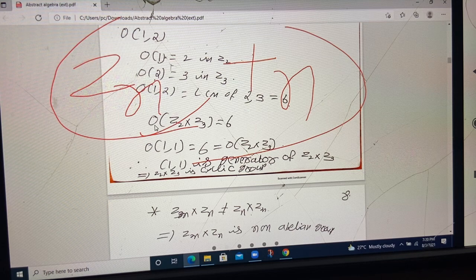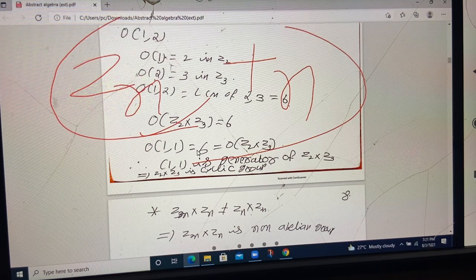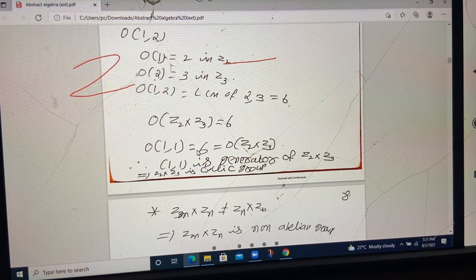Why? Because the LCM of 2 and 3 is 6. The order of (1,2) is also 6. The order of (1,1) is also 6, which is equal to the order of the group. So (1,2) is also a generator, and (1,1) is also a generator. You know that a generator is not unique. There can be more than one generator.